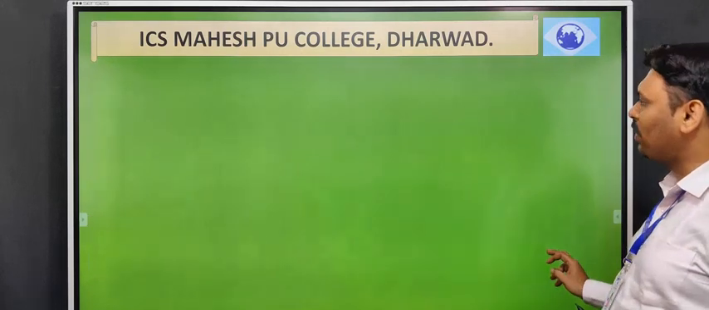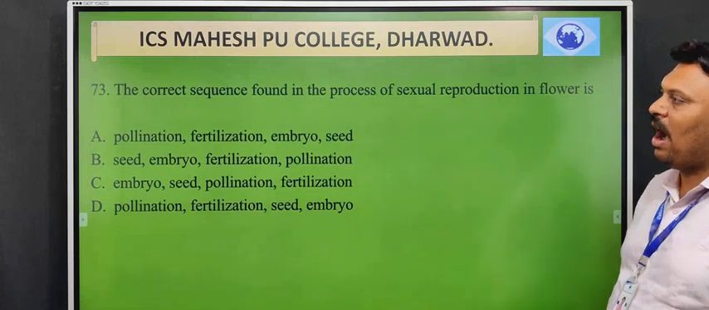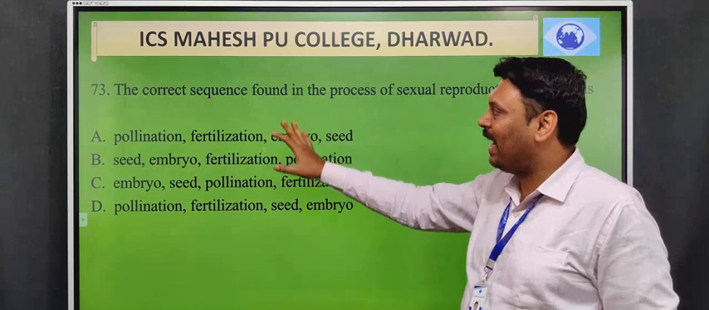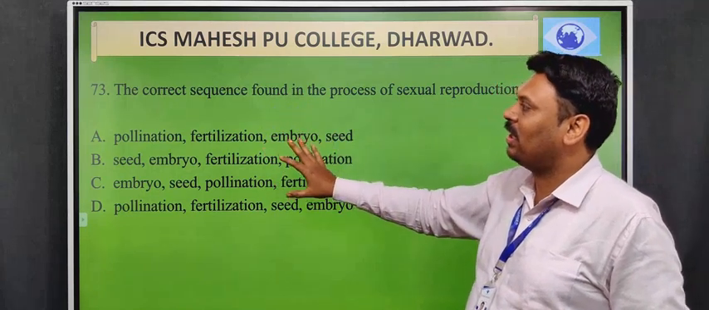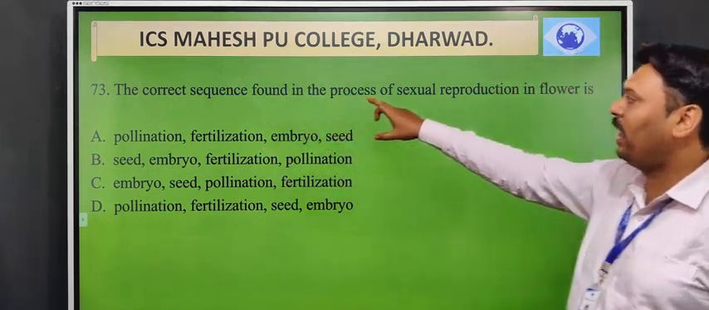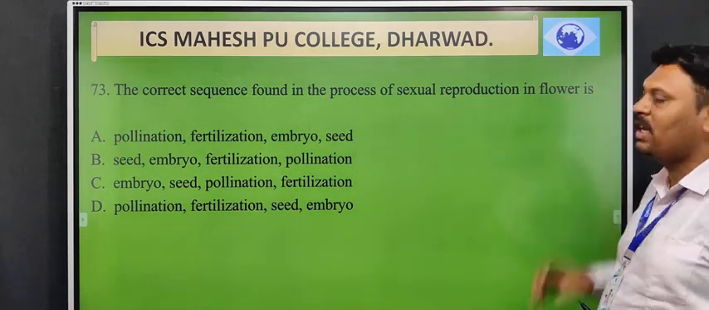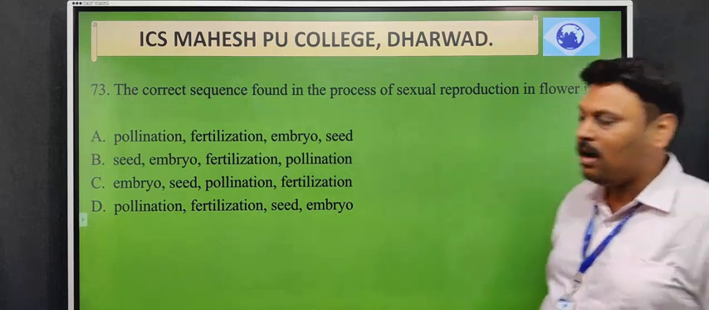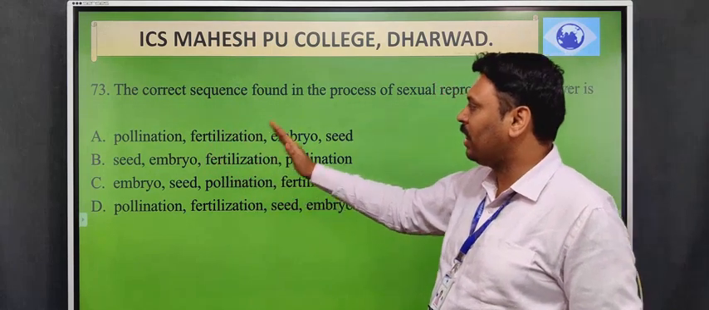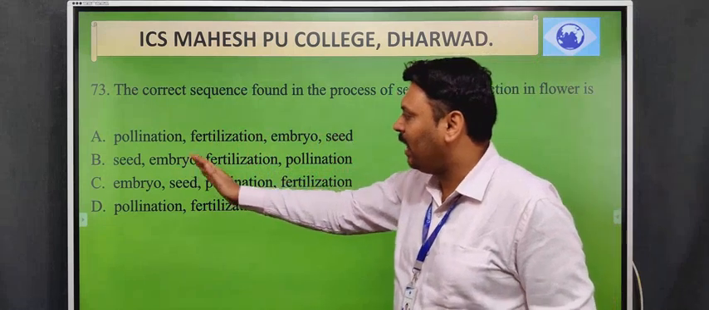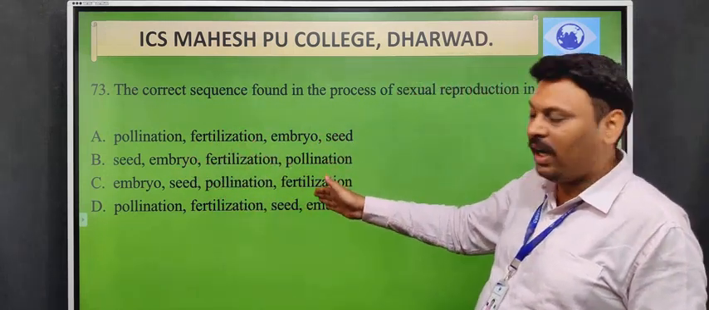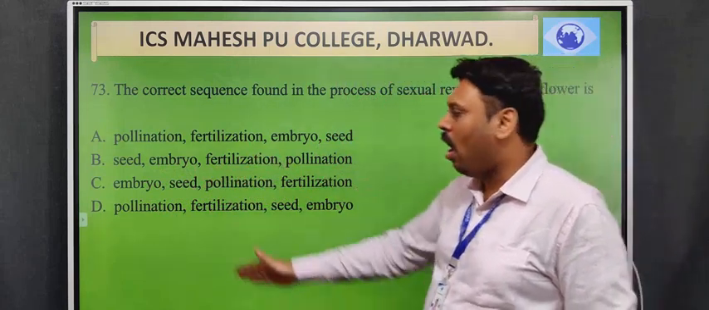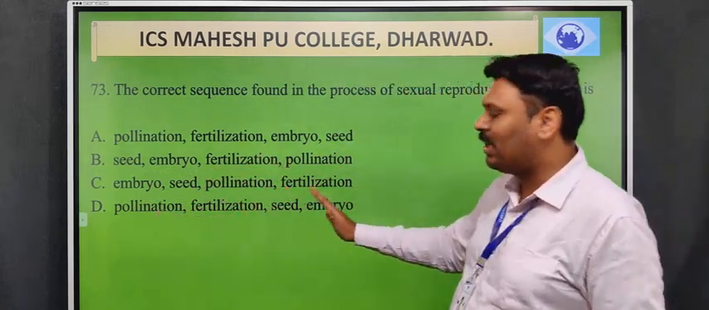Let us come to the next question. The next question is about the correct sequence. We have to identify the correct sequence found in the process of sexual reproduction in a flower. Either pollination is first, or fertilization, or embryo, or seed. The options are: seed, embryo, fertilization and pollination; or embryo, seed, pollination and fertilization; or pollination, fertilization, seed and embryo.